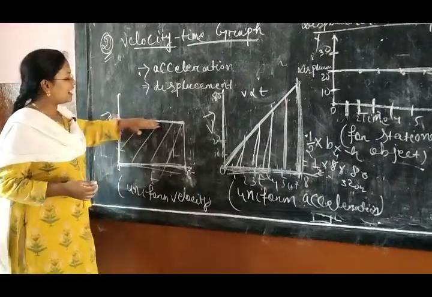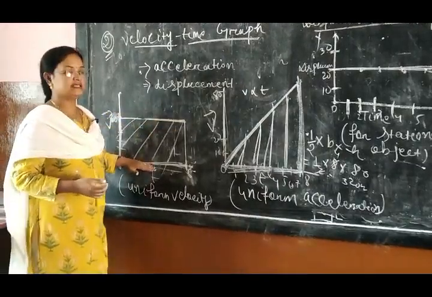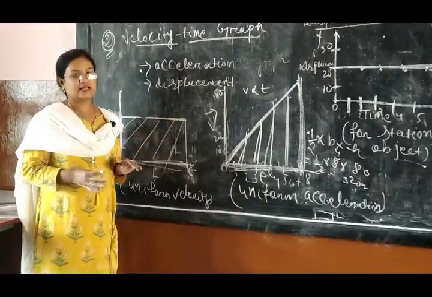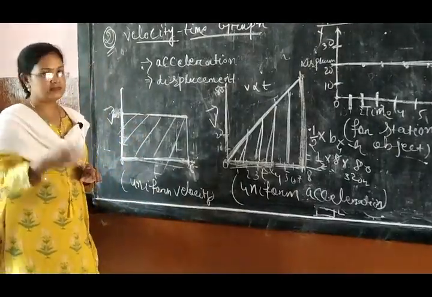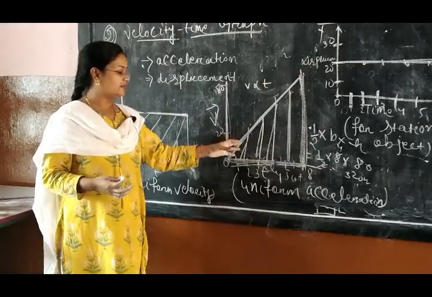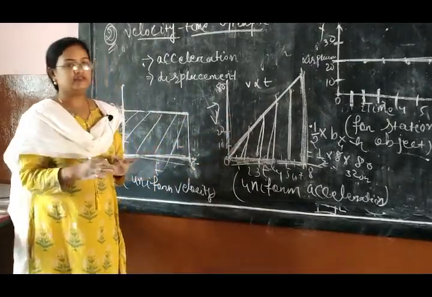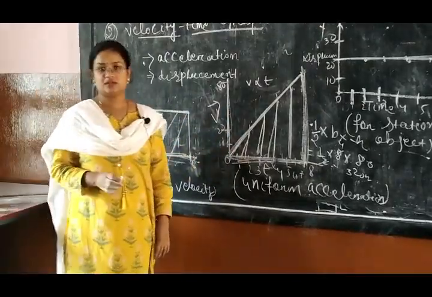That means whatever graph is formed, whichever figure it makes with the x axis, if you calculate the area of that figure, then you will get the displacement. And if you find the slope of the velocity time graph, that will give you the acceleration. Okay.